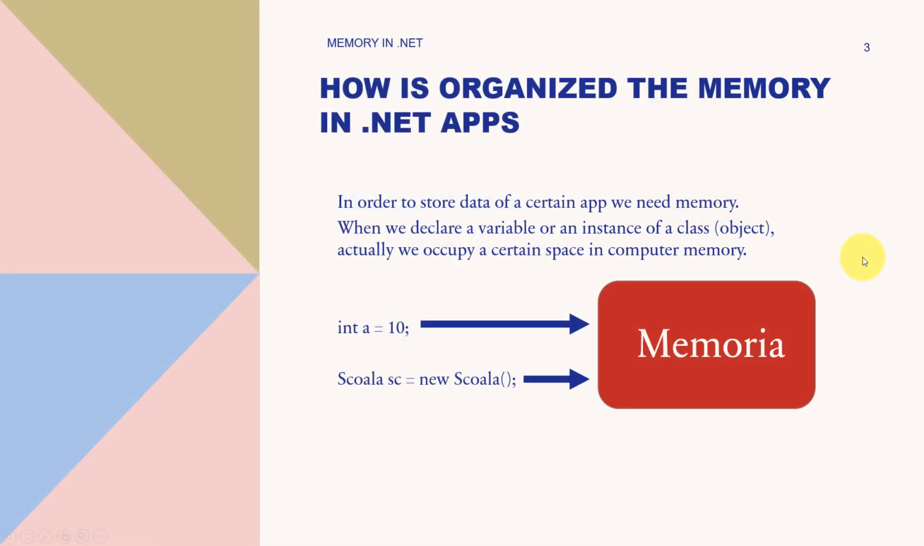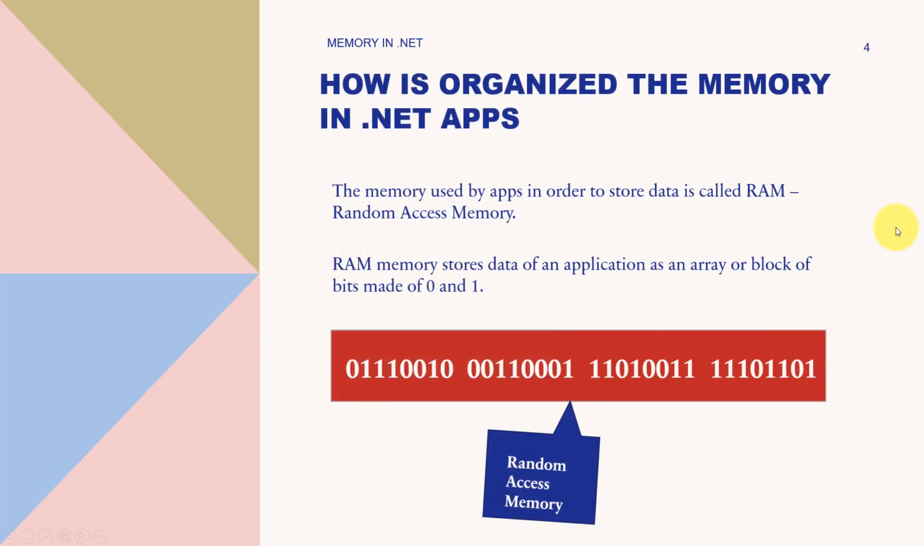In order to store data of a certain app, we need memory. When we declare a variable or we create an instance of a class, which is an object, or we use a more complex data type like a collection, we actually occupy a certain space in computer memory. The memory used by apps in order to store data is called RAM. RAM stands for Random Access Memory.